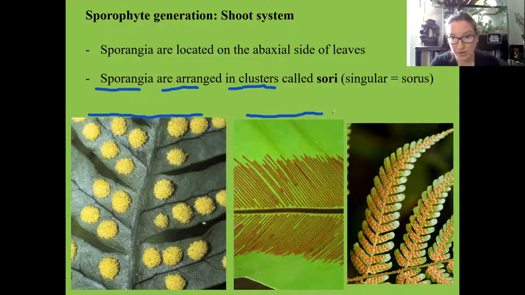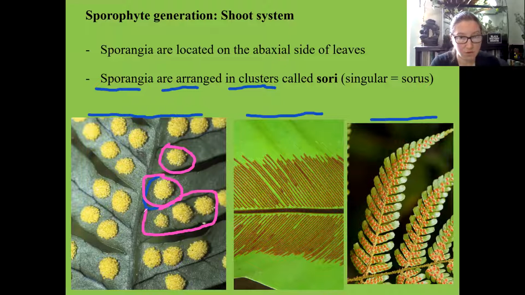So like here, this is one underside of a leaf. This is another underside of a leaf, and this is another underside of a leaf. Each of these things, this is one sorus. This is one sorus. This is 3 sori. This is 4 sori. But each of these clusters is composed of sporangia, right? In this fern, in the middle, the clusters are shaped like lines. So each of these lines is a sorus. All of these lines together are sori, but they're still composed of these sporangia.